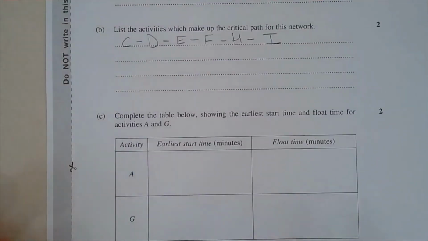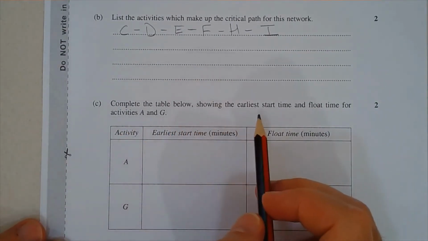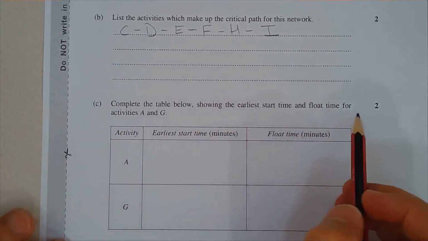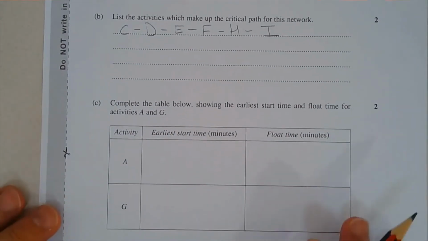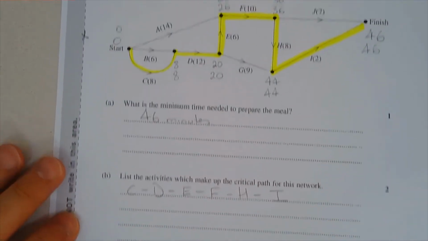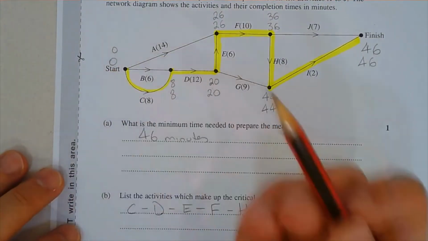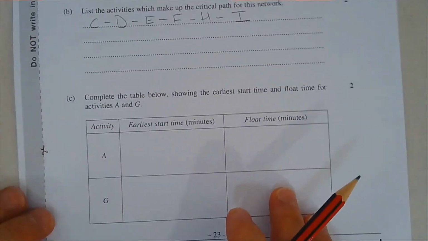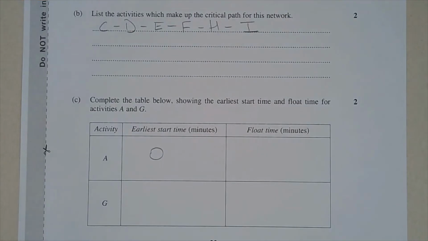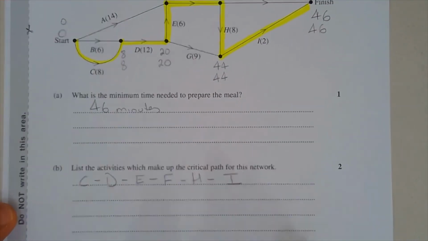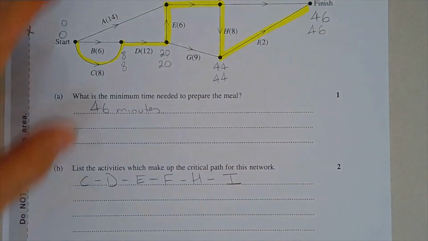Finally, part C. Okay. So complete the table below, showing the earliest start time and float time for activities A and G. So the earliest start time, I think that's fairly simple to fill out. So why don't we do that first? So the earliest we can start activity A is at the 0 minute mark. So why don't we do that? And just write that down. So 0 minutes. Activity G, the earliest it can start is at the 20-minute mark.